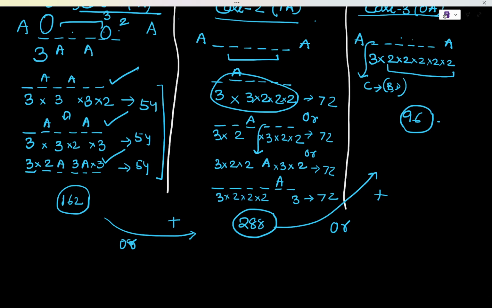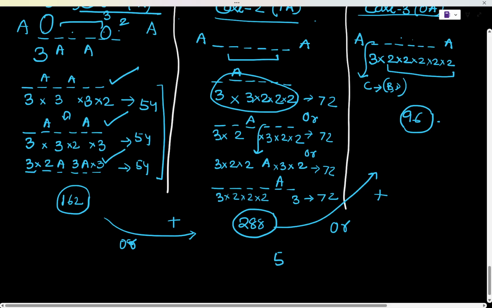288 plus 162. Let's see, that's 388, 448, 450. 450 plus 96 gives us 546, is it? Yeah, 546 possible arrangements, which is the correct answer for this particular problem.